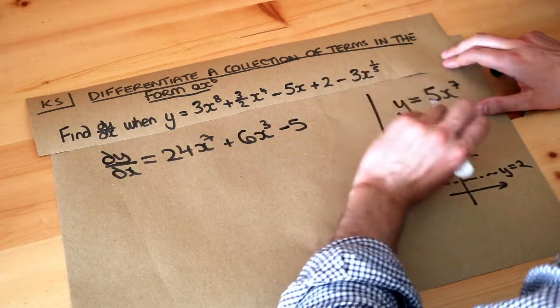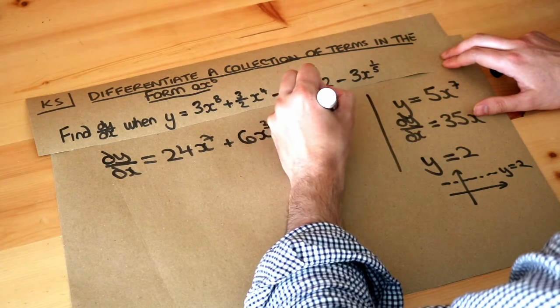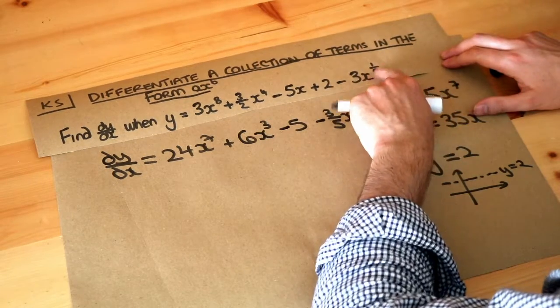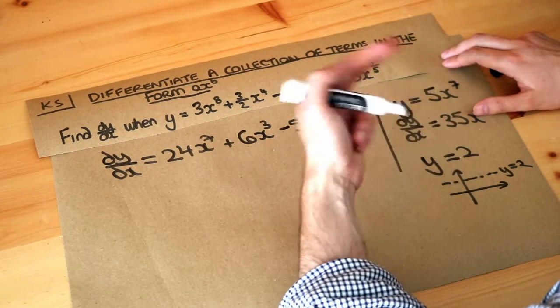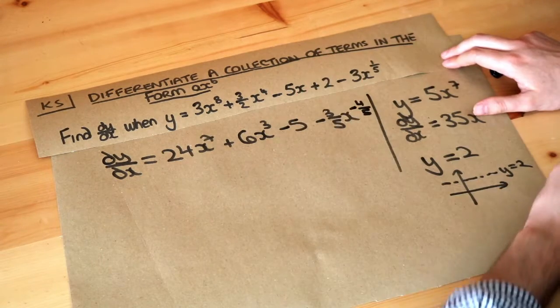And finally we've got a fractional one here, so we're going to do minus 3 times a fifth, which is minus 3/5. And then you reduce that power by 1. So a fifth minus 1, you could say that's a fifth minus 5/5, that's minus 4/5. And that is the final answer.